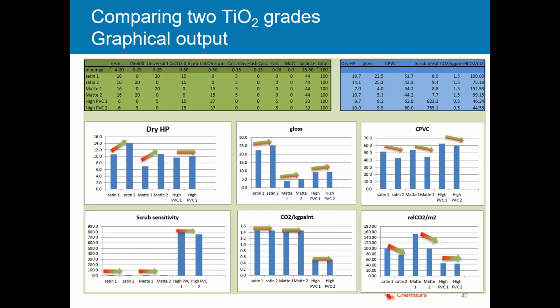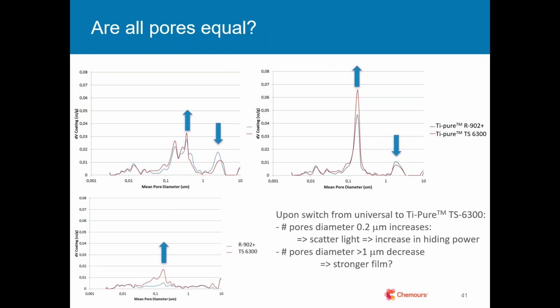Same results expressed in a graphical way. I will not discuss that in detail once more. But here we have an explanation on why we see this better performance of the TS6300 paints. What we've done is we made 3 paints, and each paint differs in extender package. So we have one paint with coarse calcium carbonate, one with fine calcium carbonate, and another with glaze. And for each paint, we replaced the TiPure R902+, which is a universal grade, by the TS6300. And then we measured the mean pore diameter with mercury porosimetry.